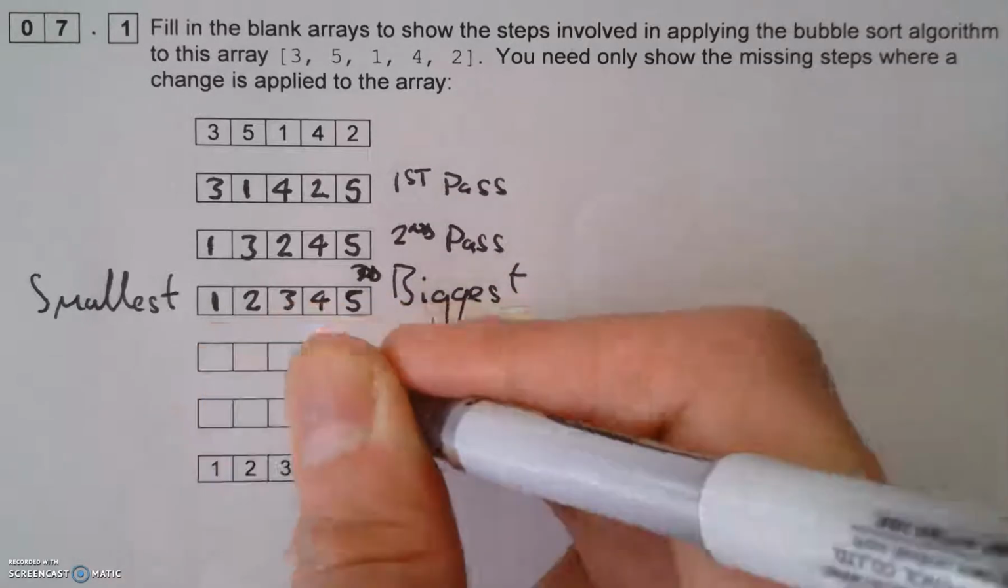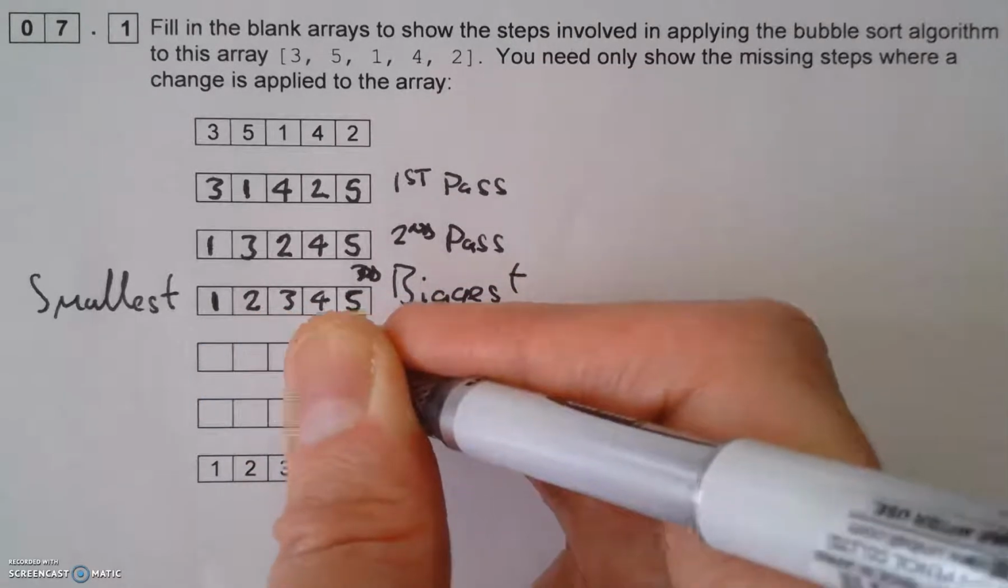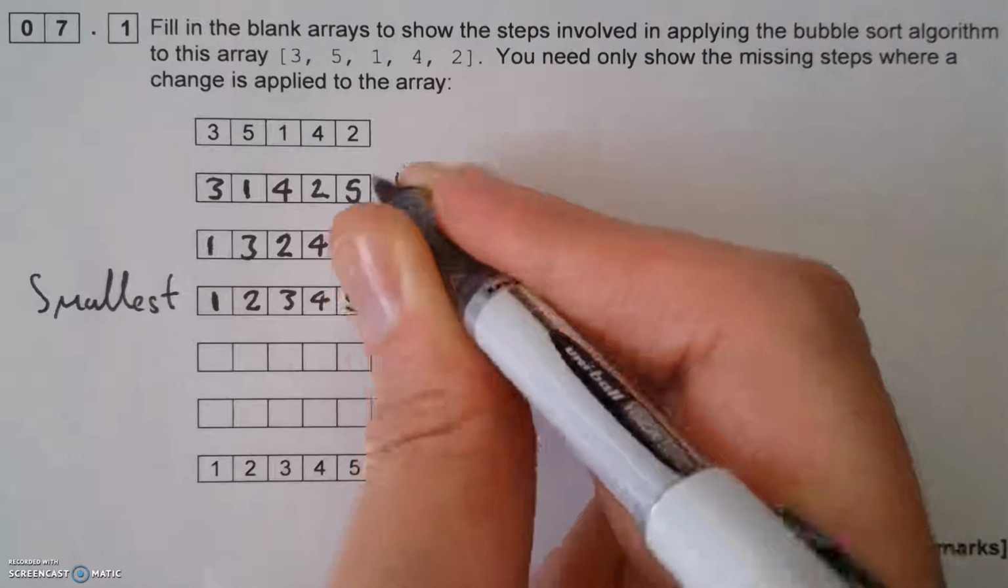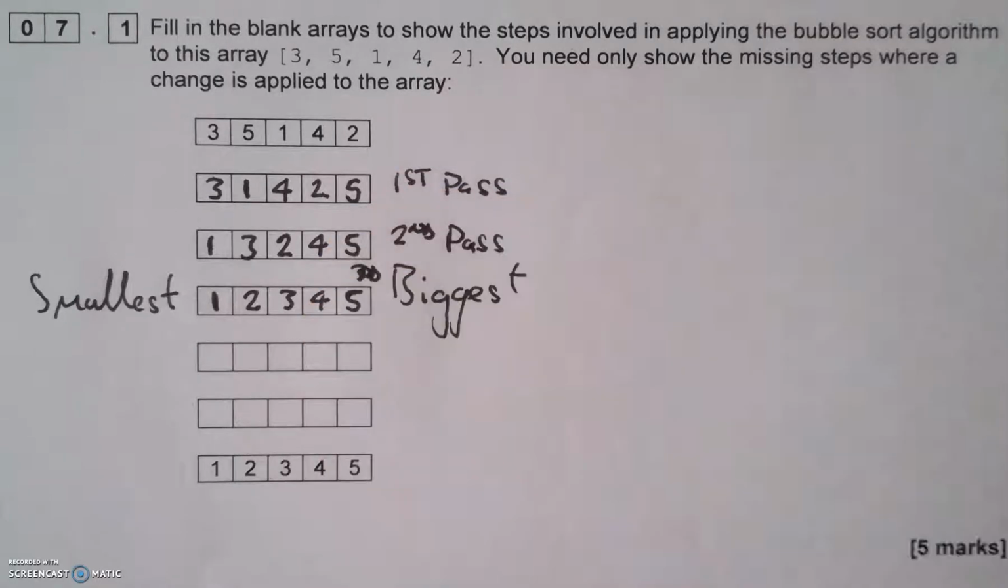So I haven't needed to use all these spaces there. I managed to do it in 1, 2, 3 passes. Okay, so that is the bubble sort. The idea is that you swap the numbers and the biggest number ends up on the right hand side, the smallest number ends up on the left.